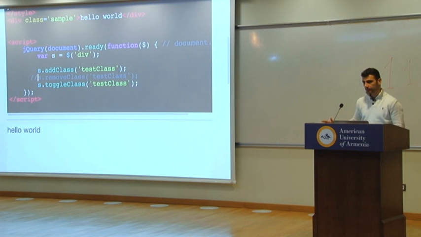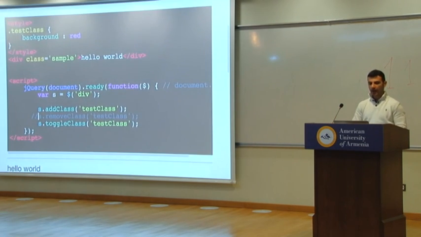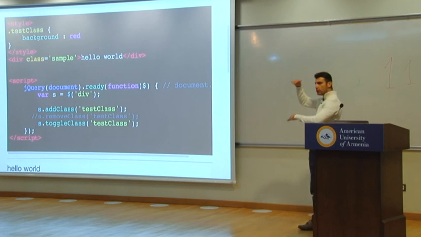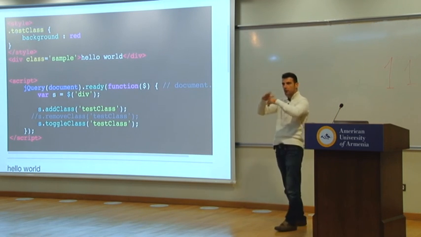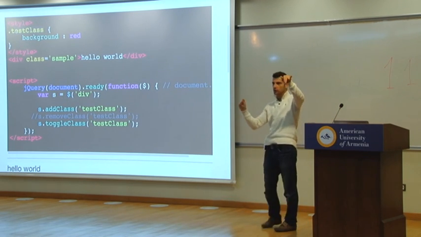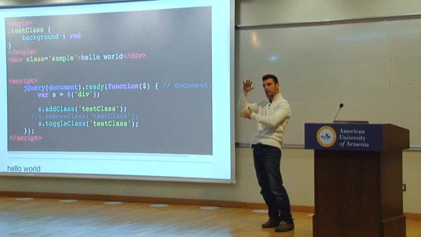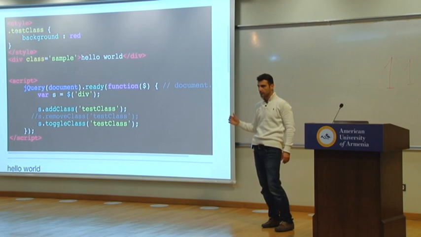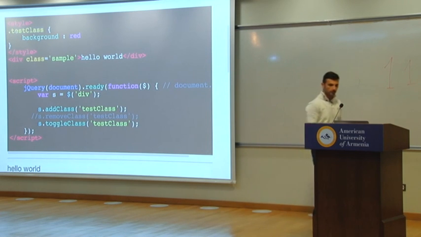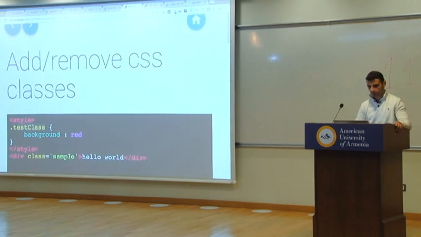Make sense? Now you might say, why is that useful? Well, imagine you had lots and lots of styles associated with a class. Instead of having all of that in your code, you could have kept that all in your CSS and then just turned on the class and it just inherits all of that style. Make sense? Yes? A little bit. Okay. Let's keep going.